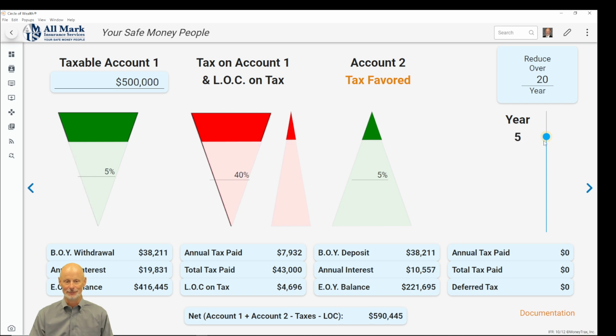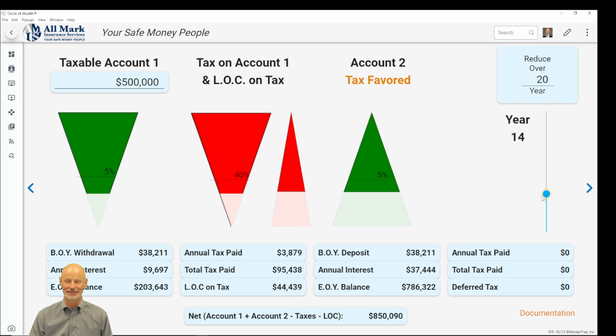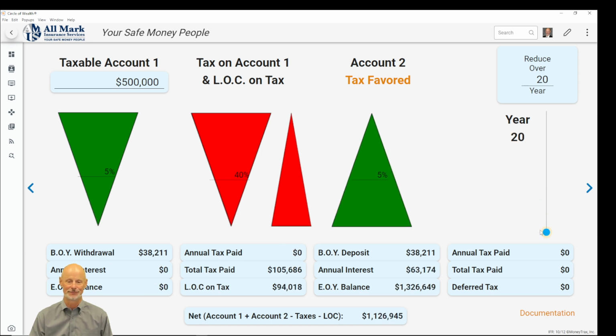So as we're going, we can see that our balance over here, our end of the year balance, is dropping on this account, and we're slowly moving that over into a tax deferred or tax favored account. As we get down here and we get to the end of the 20 years, we have zero left in this account over here. We only paid $105,000 in taxes. We only had a lost opportunity cost of $94,000. And now we have $1,326,000 over here. Take away the cost over here, and we end up with a balance of $1,126,945.